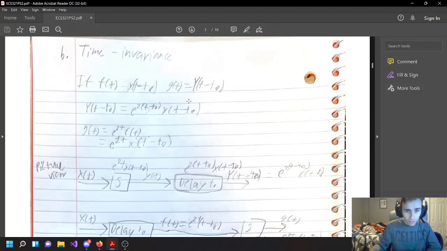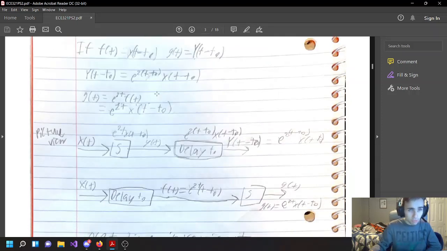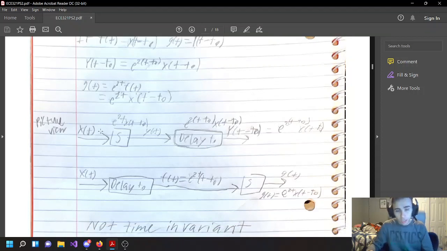Okay, for time variance, we have the question: if f of t equals x of t minus t naught, and g of t equals y of t minus t naught. And then we just plug it in. So for the first one, let's go to the picture. It's the system and then it's the delay. So therefore, the t is getting put in for t minus t naught every time it's t. So in the exponent, t minus t naught goes in there.